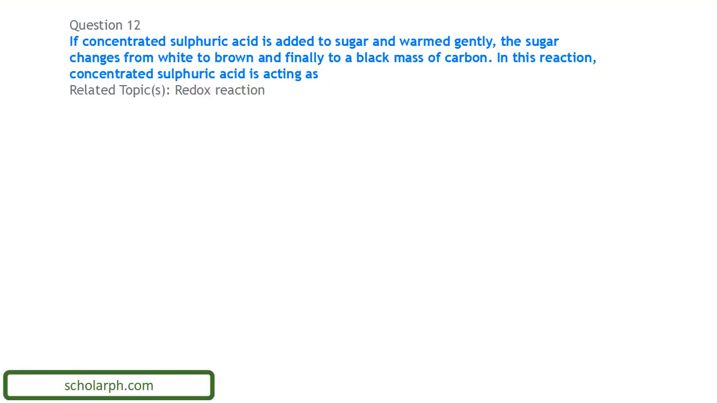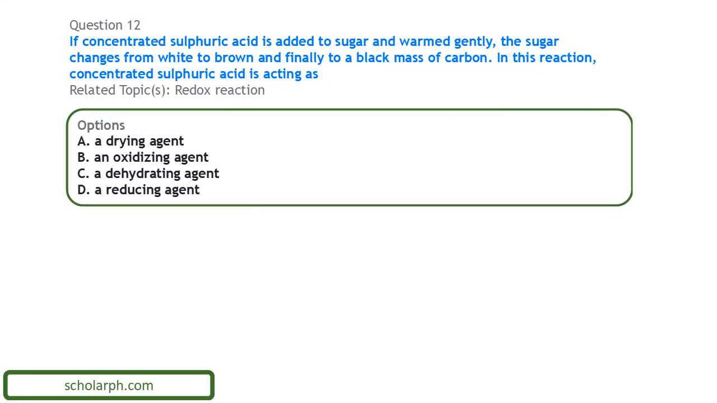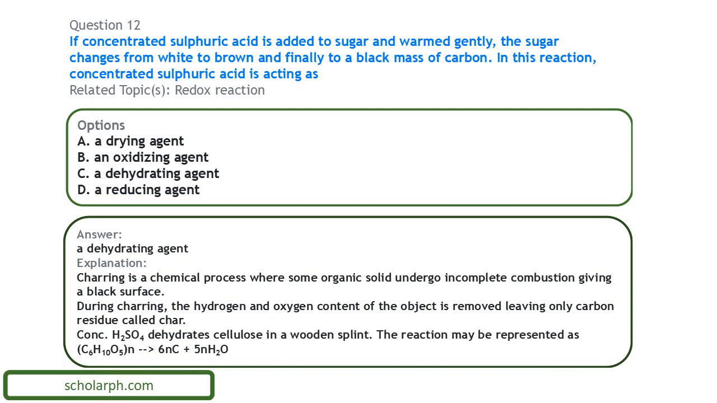So that is, if concentrated sulfuric acid is added to sugar and warmed gently, the sugar changes from white to brown and finally to a black mass of carbon. In this reaction, the sulfuric acid here is acting as a dehydrating agent.